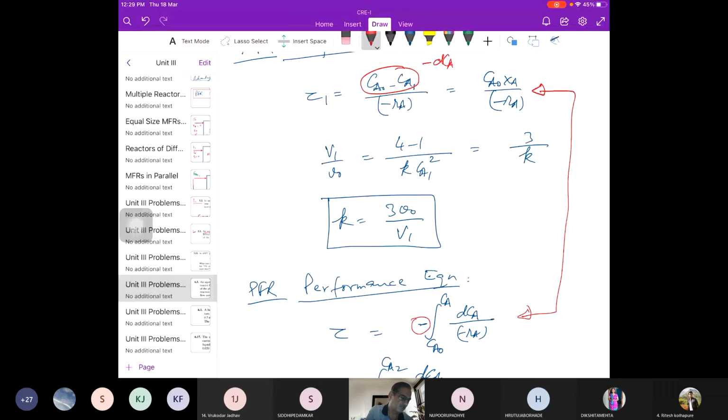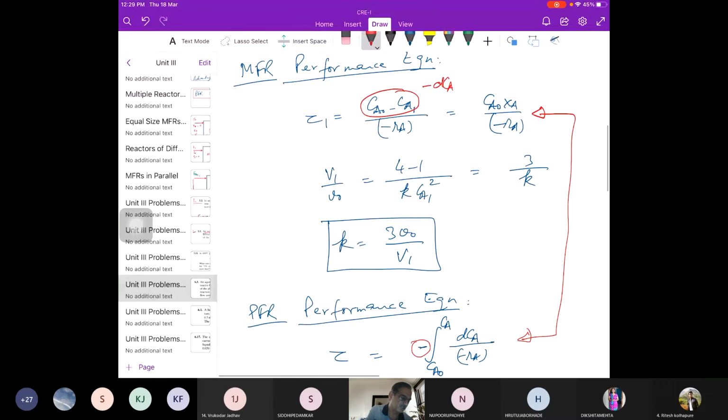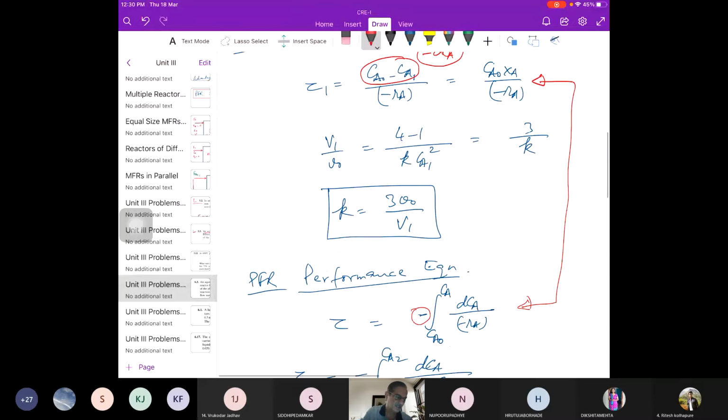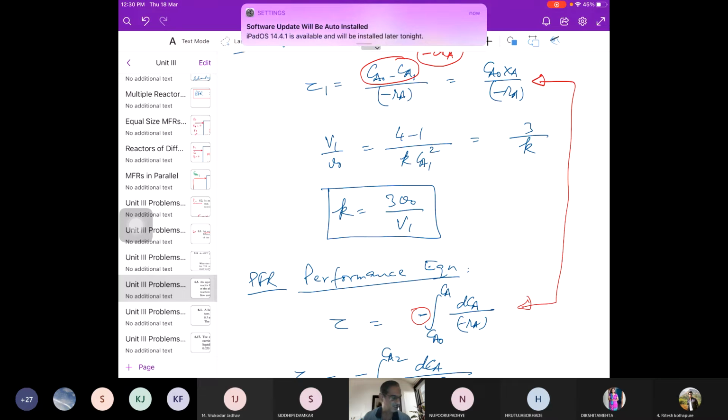Well, see, dCA is always CA2 minus CA1 or CA1 minus CA0. Right? Minus dCA आएगा, upon minus RA. There's no difference between PFR and MFR equations. There's only an integral there, that's all. Because in PFR the concentration is continuously changing, whereas in MFR it is constant concentration. अगर फंडा समझ में आया तो you can write this equation anytime.